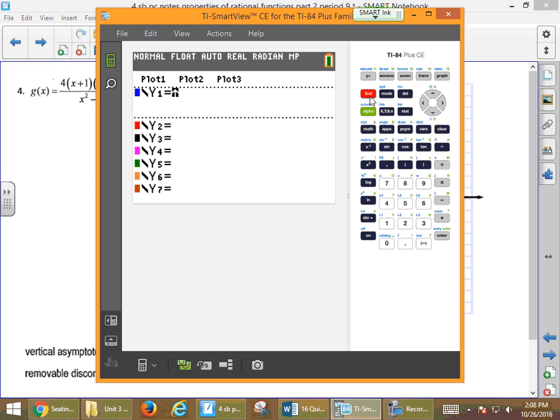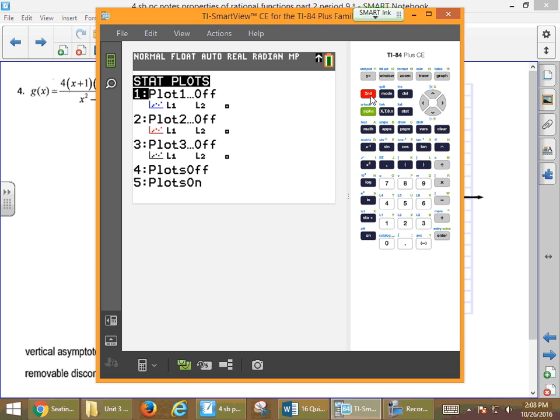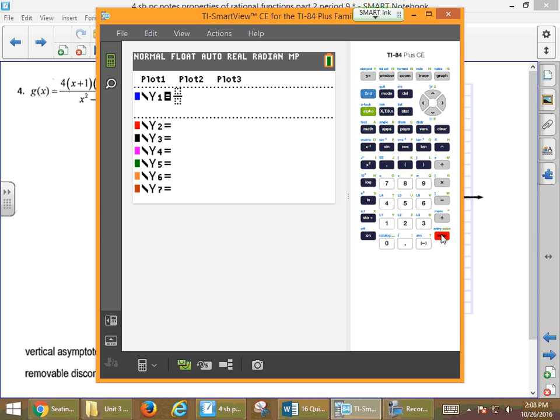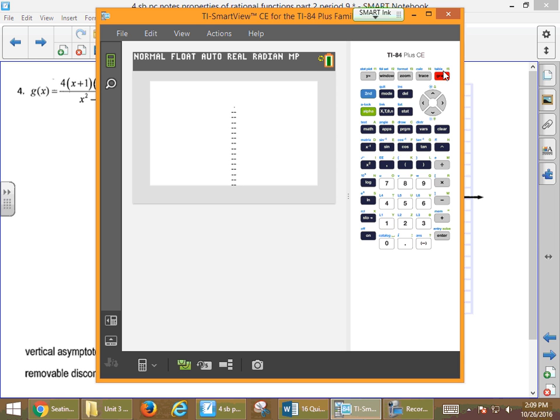I think that'll be a little bit helpful. So we have 4 times x plus 1 times x minus 3. Gotta hit the 3. And then we've got our x squared minus 1. And we are going to have to factor that, but we can still look at the picture without doing that.